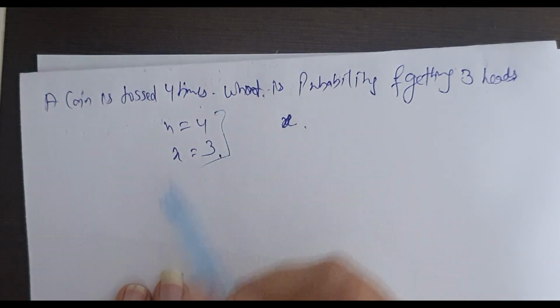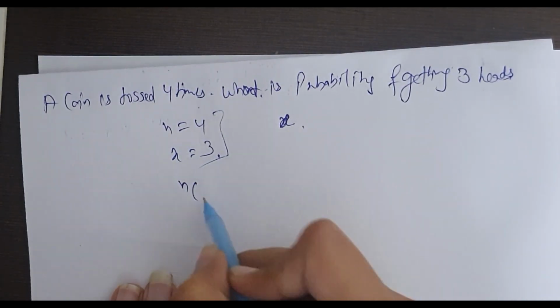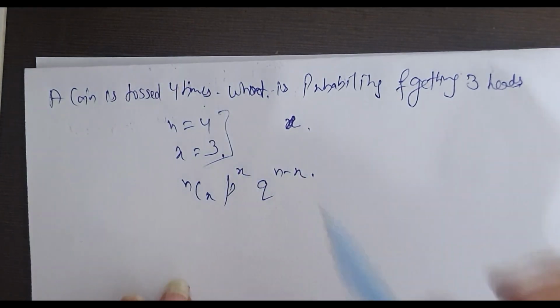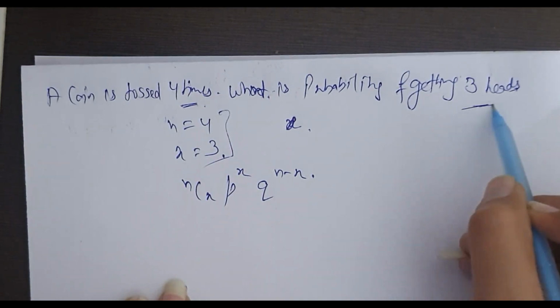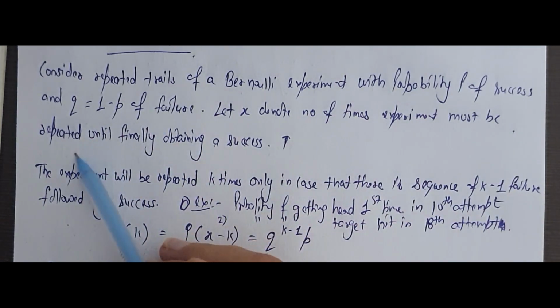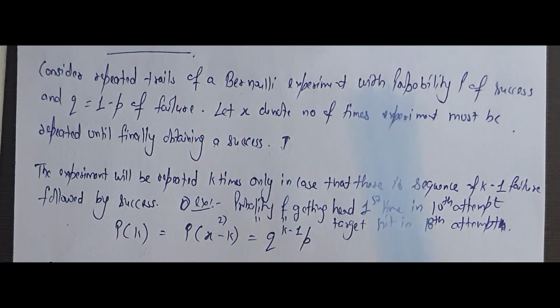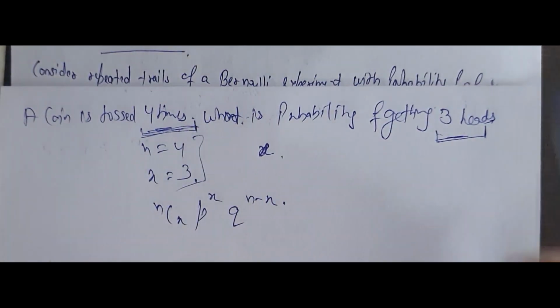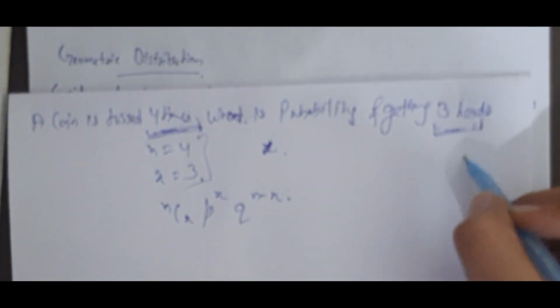In binomial distribution as well as in hypergeometric distribution, say a coin is tossed 4 times, what is the probability of getting 3 heads? Here n is 4 and x is 3. So here we can easily apply binomial distribution, that is nCx p^x q^(n minus x). In hypergeometric distribution also we are given n and x, but in geometric distribution X denotes the number of times the experiment must be repeated until finally obtaining a success.